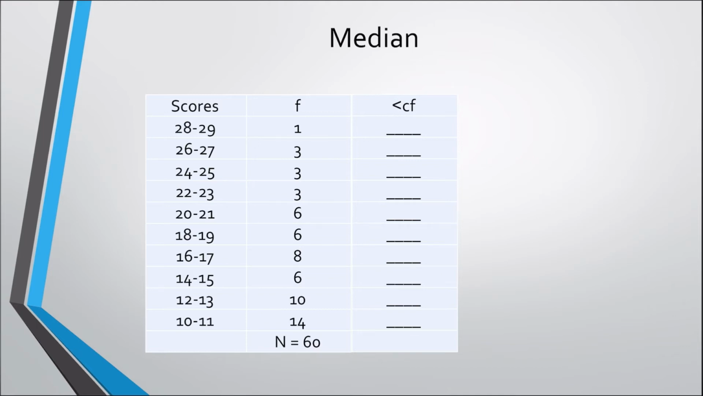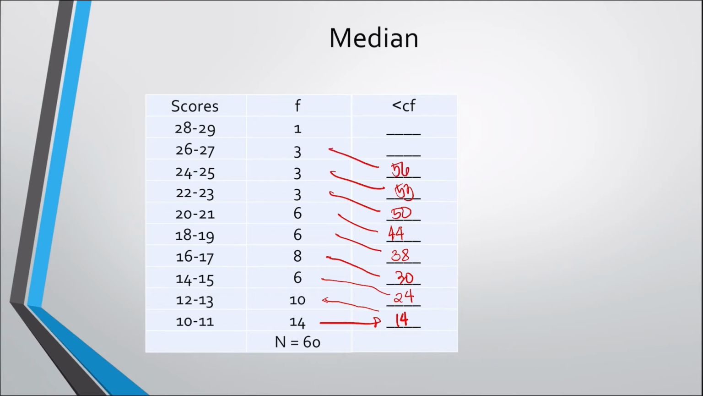So, para makuha yung cumulative frequency, i-add lang natin lahat. Okay? So, dito, sa baba, dito ay 14. 14 plus 10 is equal to 24. 24 plus 6 is equal to 30. 30 plus 8 is equal to 38. 38 plus 6 is 44. 44 plus 6 is 50. 50 plus 3 is 53. 53 plus 3, 56. 56 plus 3, 59. 59 plus 1 is 60.